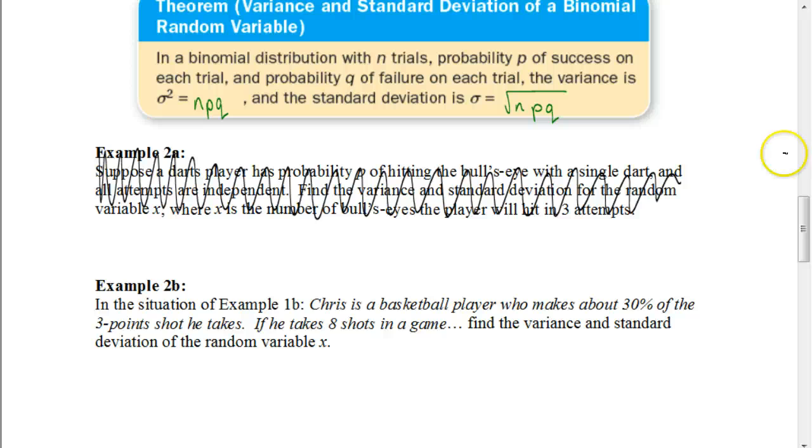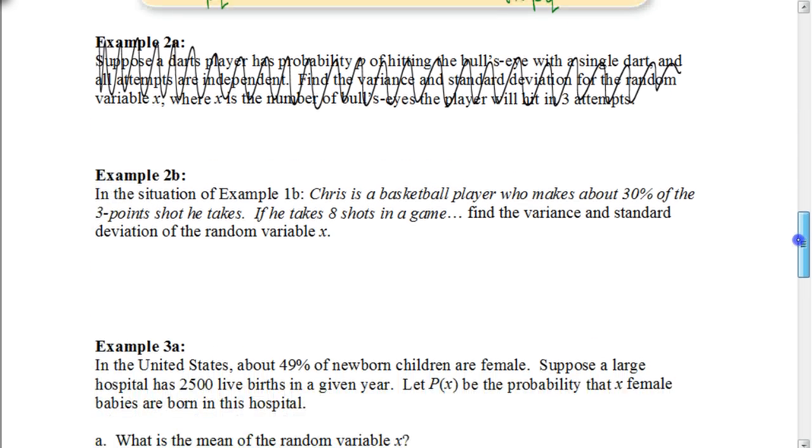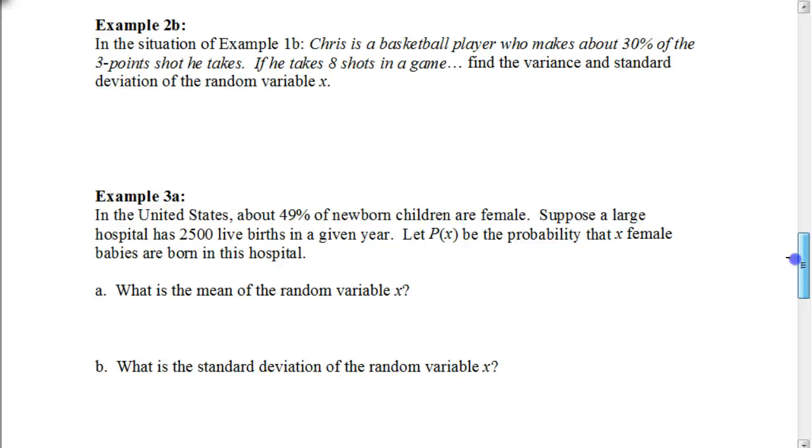So let's look. We're going to skip that example 2a that I scribbled out here. But let's look at this one. In the situation of example 1b, where Chris is a basketball player, makes about 30% of the 3-point shots he takes. If he takes 8 shots in a game, we want to find the variance and standard deviation of the random variable x.